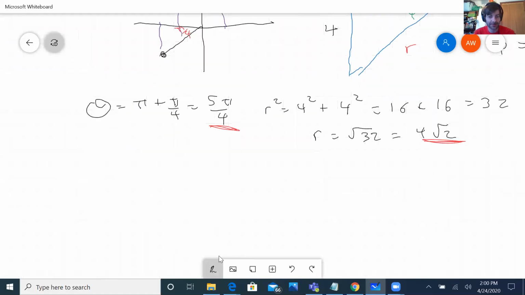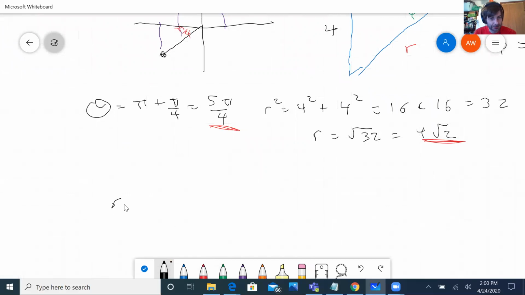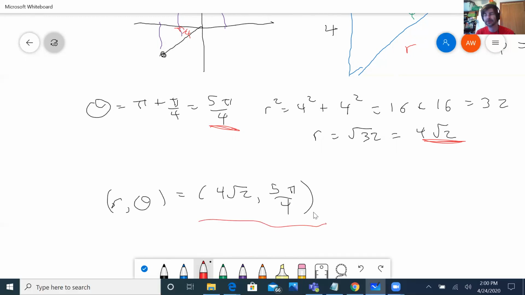So there we go. The coordinate r, theta is 4 root 2, 5 pi over 4. And there goes our answer. Let me just zoom out.